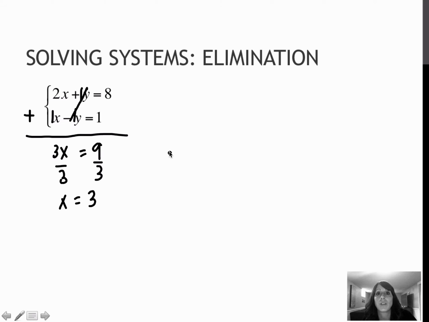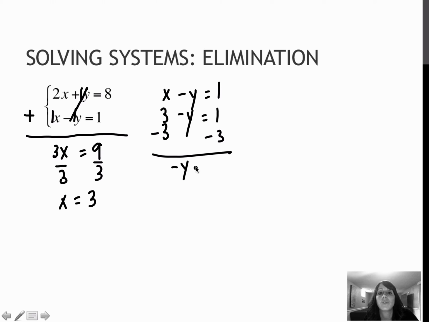Just as we did with substitution, I'm then going to take that value and plug it into either equation to find the resulting value of y. So I can use either equation. I'm going to use x minus y equals 1 and replace x with 3. And when I solve, I get negative y equals negative 2, which means y equals 2. My solution is 3, 2, the x value, the y value. I also could have plugged the 3 back into the first equation and still had an answer of 2.